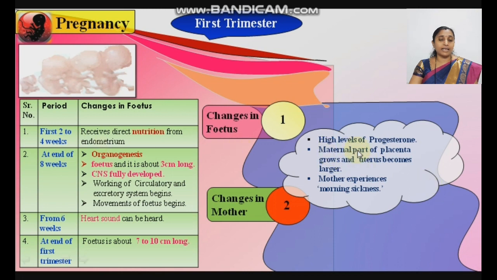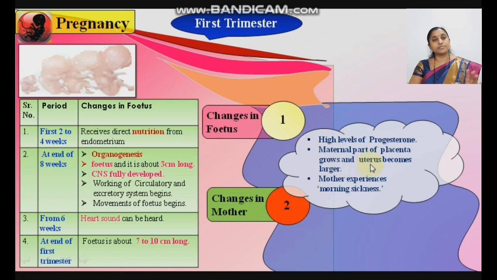Maternal part of the placenta grows. I already told about the placenta. It is the temporary connection between the fetus and the mother. Through this connection, the fetus receives nutrition and oxygen from the mother. Here the word is maternal part. Maternal means mother. Which part of the mother is the maternal part of the placenta? That is the uterine wall, the endometrial wall. It is the maternal part of the placenta.